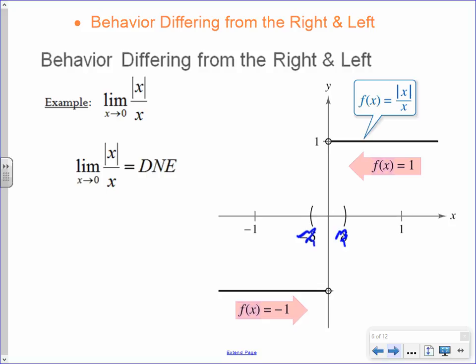Why does this graph look the way that it does? Okay. Remember, absolute value is like a piecewise function. Half of it is y equals x. The other half is y equals -x. Okay. So when x is positive, we have x over x, which is 1. When x is negative, we have -x over x, which is -1. Okay, that's an important graph for you to know. You will see that limit again.